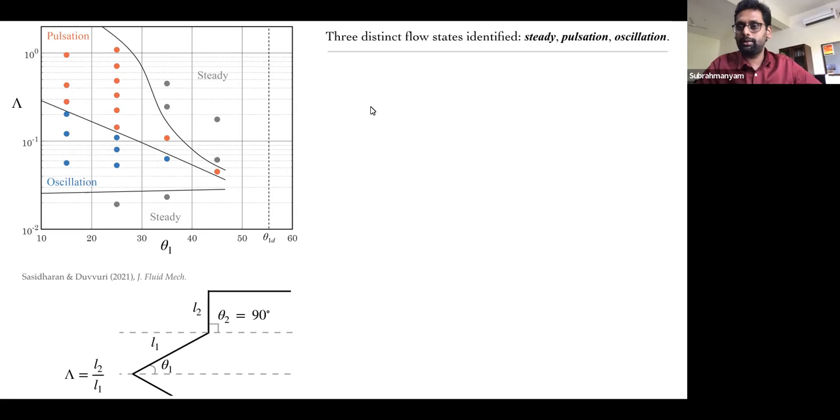Now let's look at the three different flow states, steady, pulsation and oscillation, to see what's happening with this cone cylinder problem. Let's start with the so-called steady flow that this geometry generates. Even within the steady flow, we can subclassify the steady states into two different subtypes, what we call the trivial steady flow and the not so trivial steady flow. So let's look at the trivial cases first, because these are the easiest to understand.